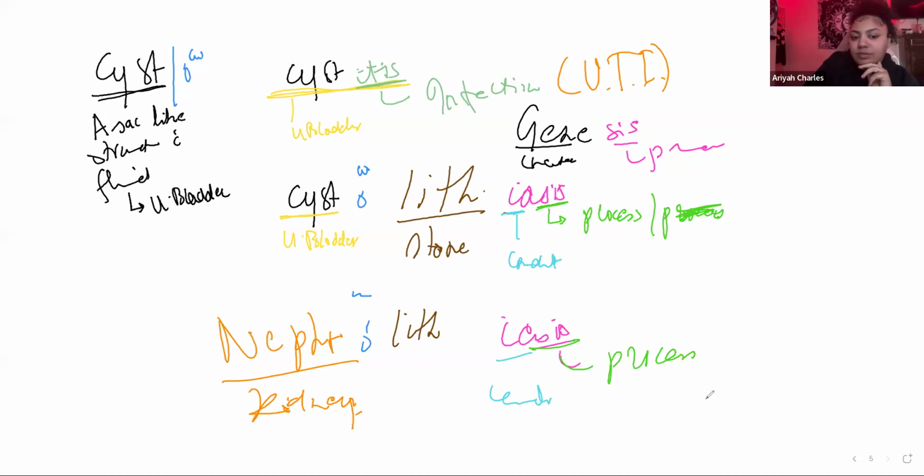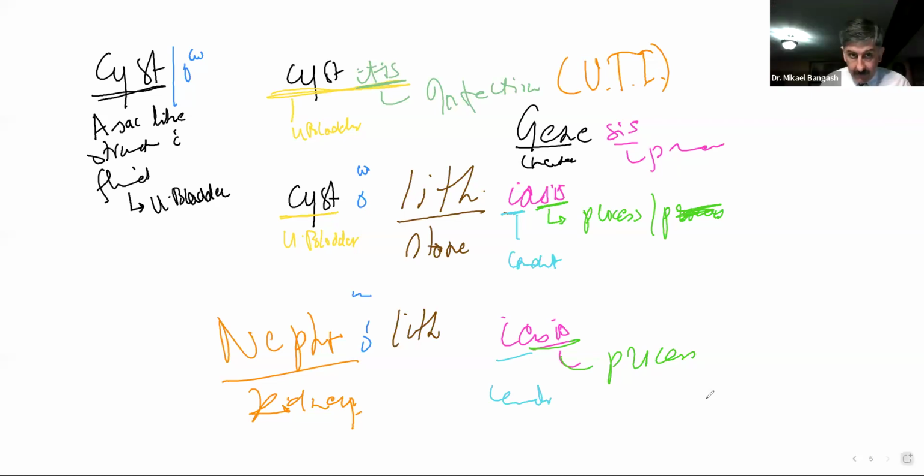Okay, guys, where else can we develop stones? Gallbladder? Gallbladder. Here we go. My favorite. Tonsils too.